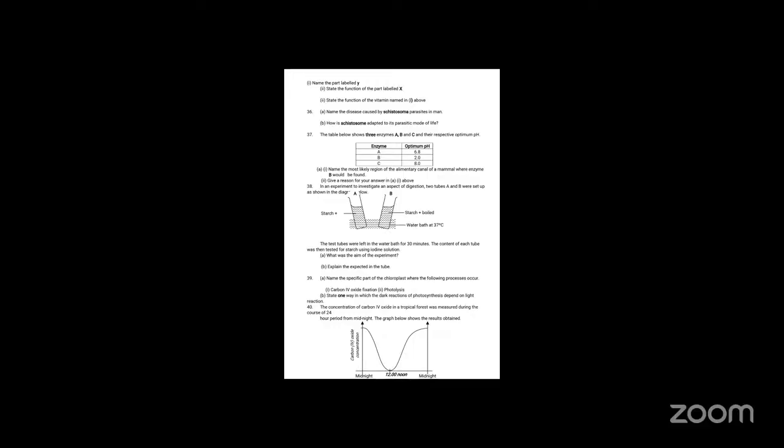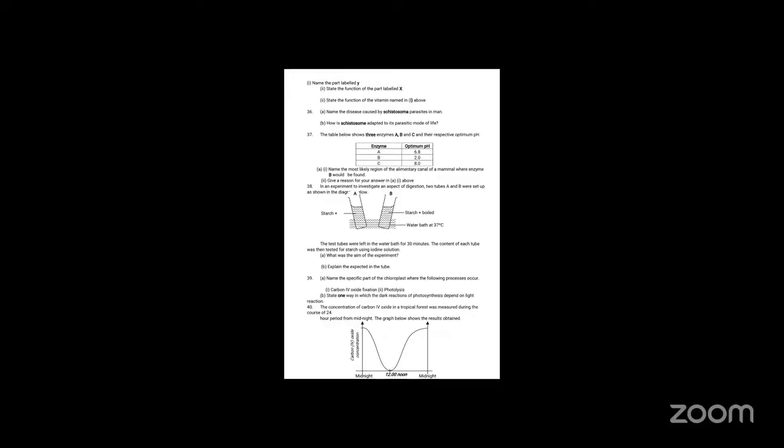Najua question 39 tulifanya hapo nyuma kidogo, but it is also on nutrition. So name the specific part of the chloroplast where the following processes occur. Remember tulisema photosynthesis ina take place na 2 stages, isn't it? Kuko na photolysis na kuko na carbon dioxide fixation. That is the light stage and the dark stage. So carbon dioxide fixation ni dark stage ama ni light stage? Dark stage. Yeah. Good. Photolysis ni light stage, isn't it?